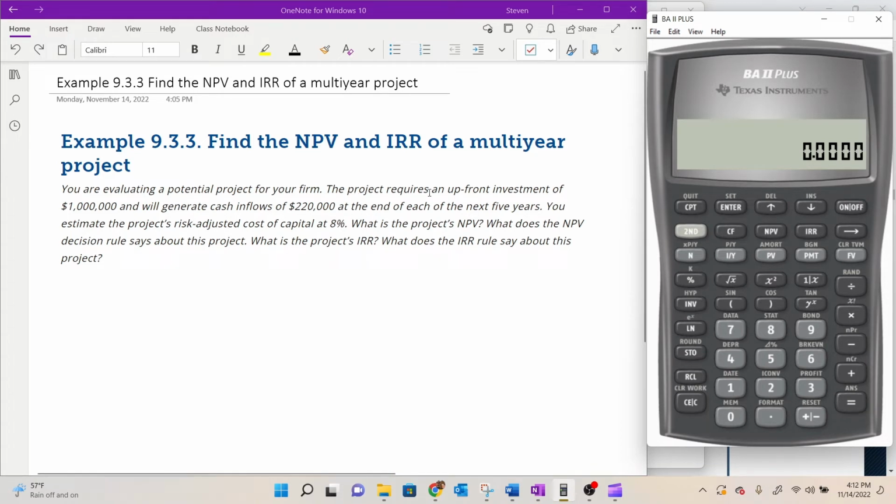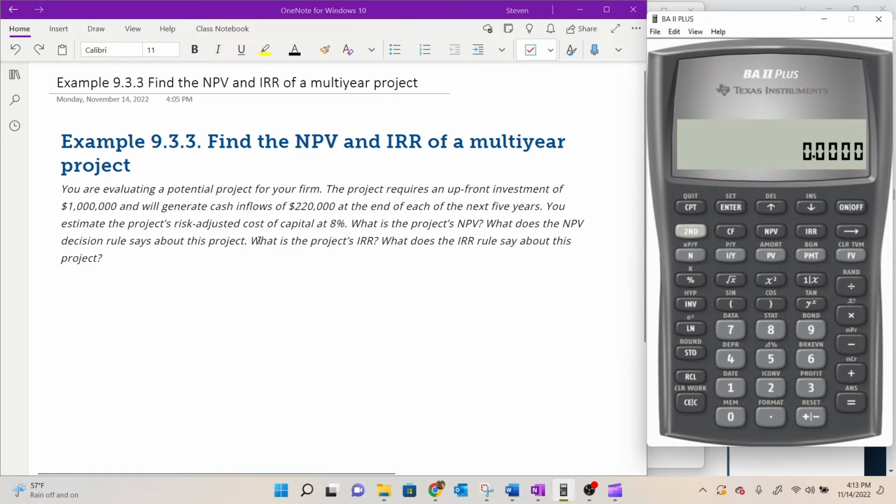The project requires an upfront investment of $1 million and will generate cash inflows of $220,000 at the end of each of the next 5 years. You estimate the project's risk-adjusted cost of capital at 8%. What is the project's NPV? What does the NPV decision rule say about this project?